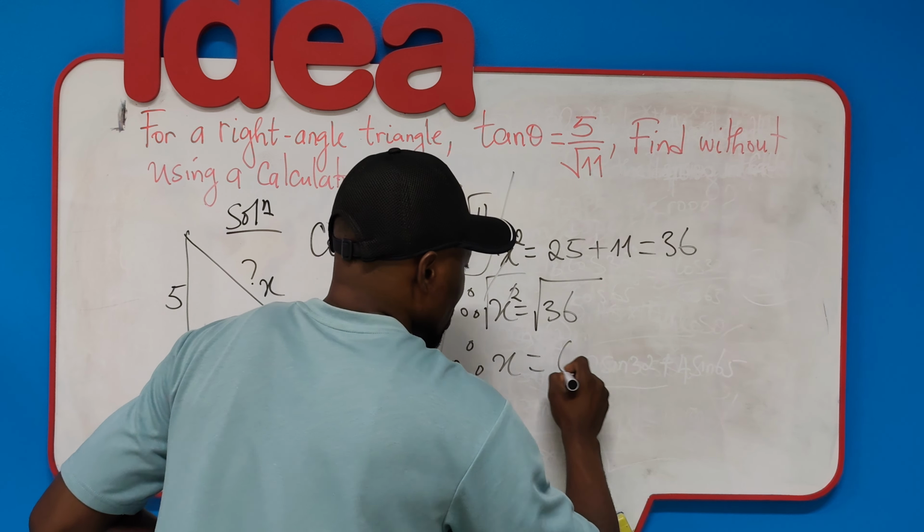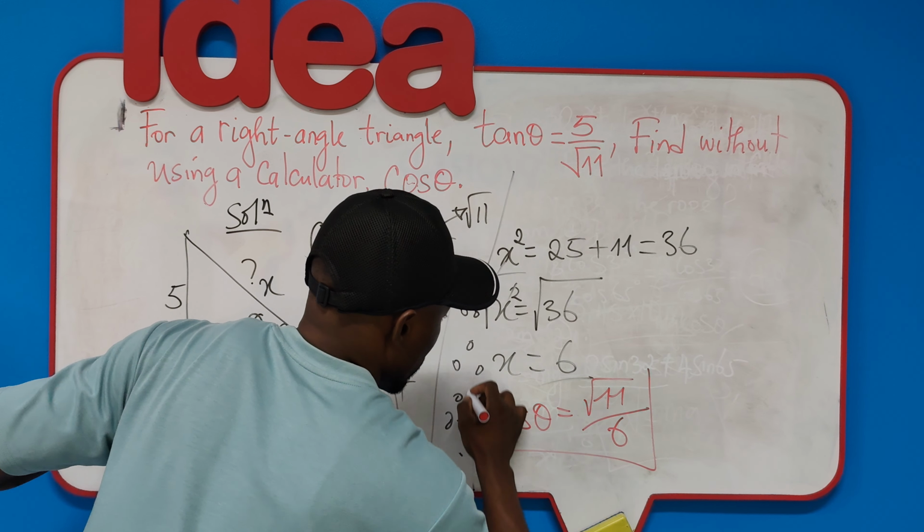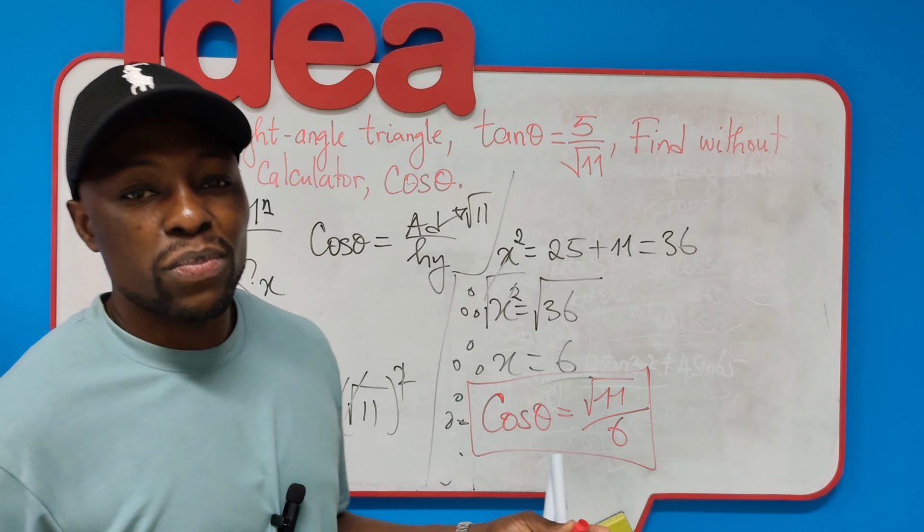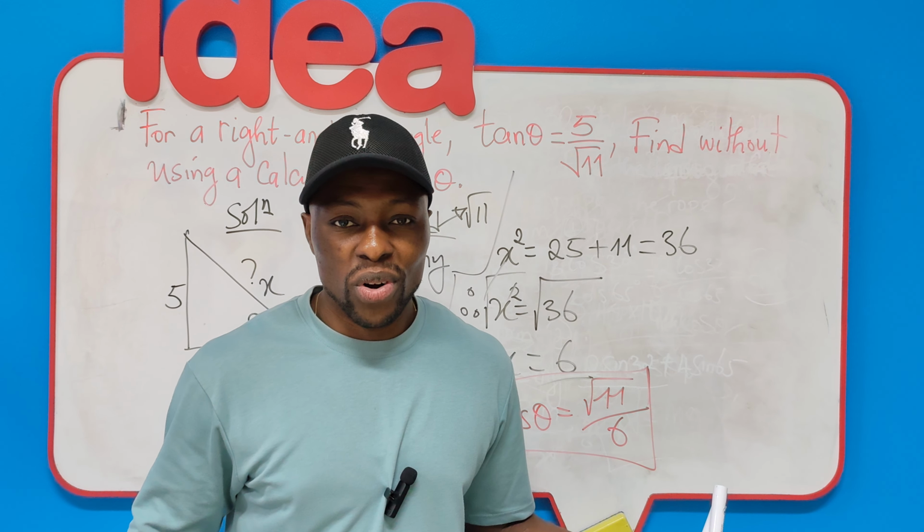For this reason, we've not yet answered the question, dear friends. Be careful. So for this reason, cos of theta will be given by the adjacent, root of 11, divided by the hypotenuse, which is 6, dear friends. This is how simple it is, because tomorrow has to be better.